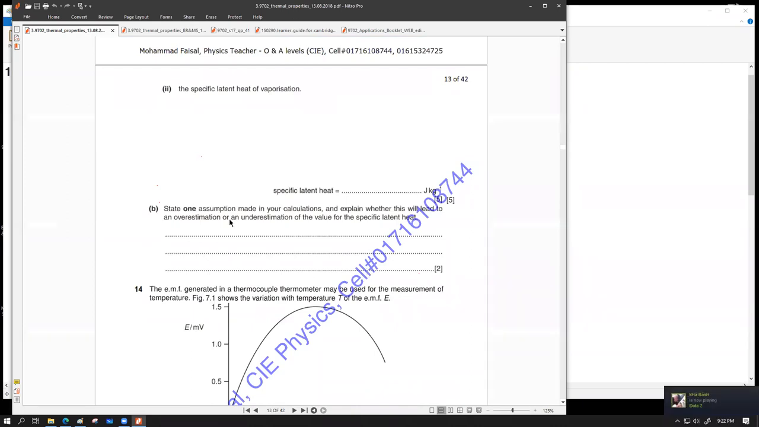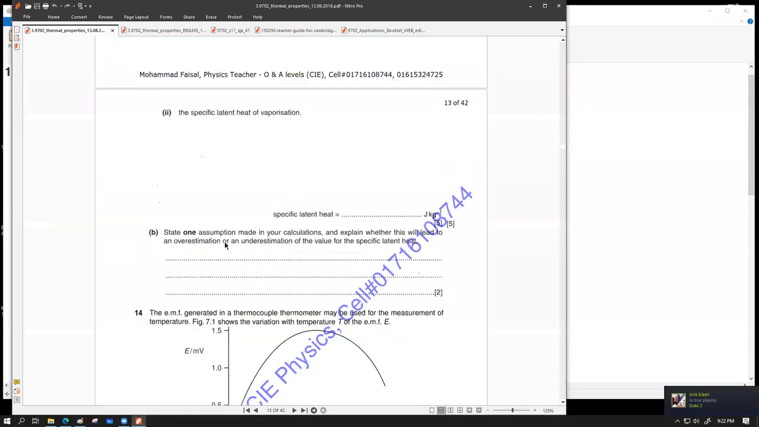Question 13 B. Sorry, you didn't ask me this one. You asked me for B. My bad. Sorry. 13 B. One assumption made in the calculation: will this lead to an overestimation or underestimation for the value of specific latent heat?